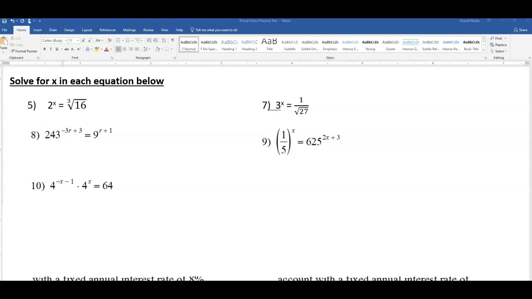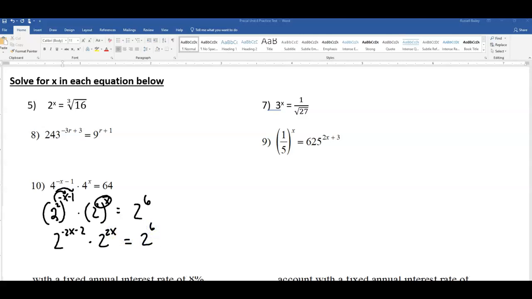Okay, we got another one here. So in this case, we want to change all of these into a base of 2. So for instance, this is 2 squared. This is 2 squared. And 64 is 2 to the 6th power. And then we're going to go and simplify. So distribution here gives me negative 2x minus 2. And multiplying these gives me 2x.